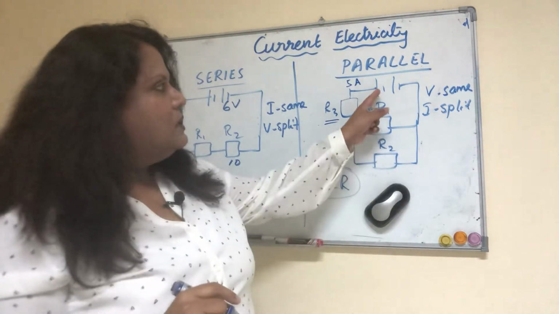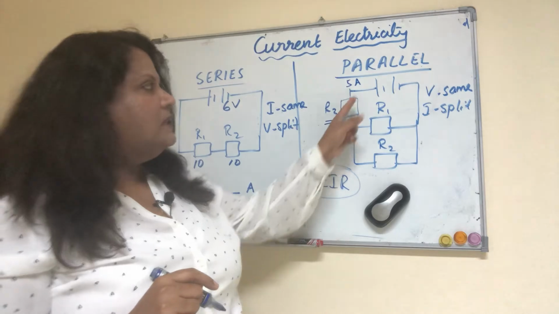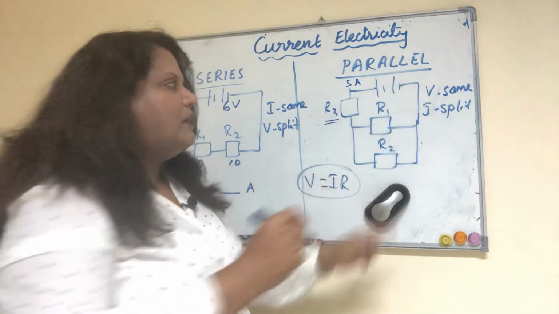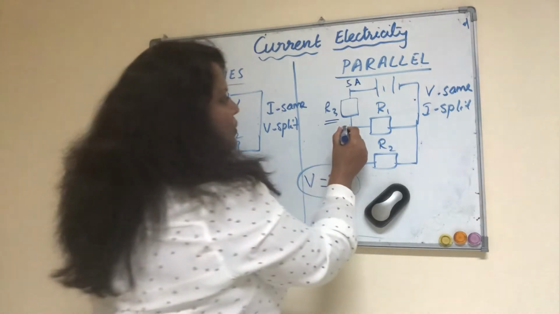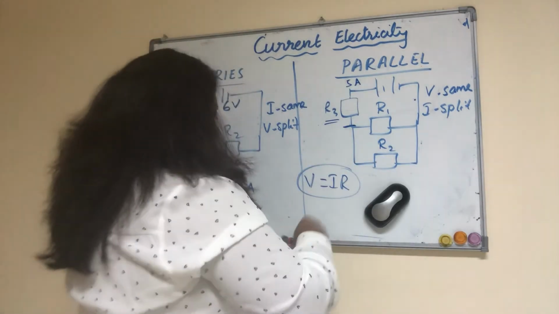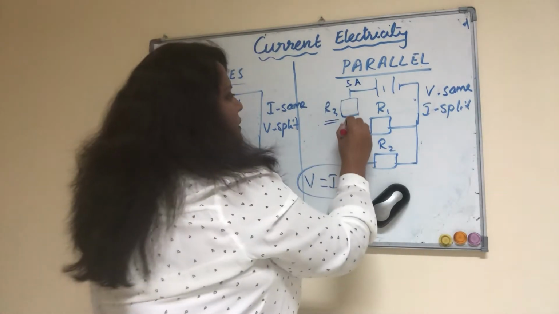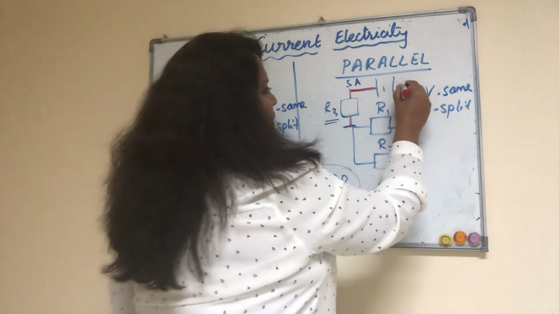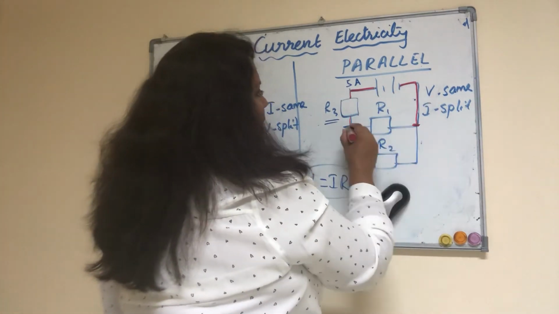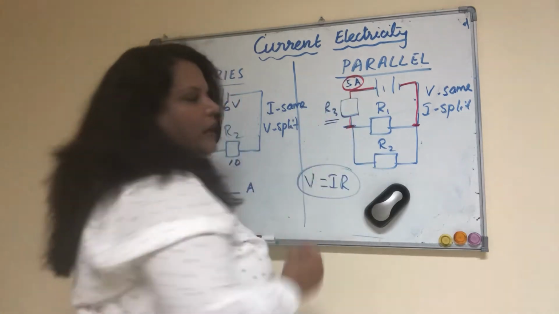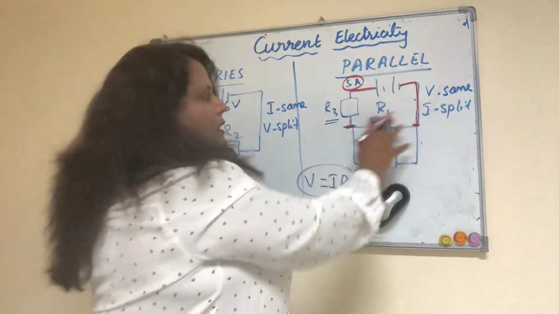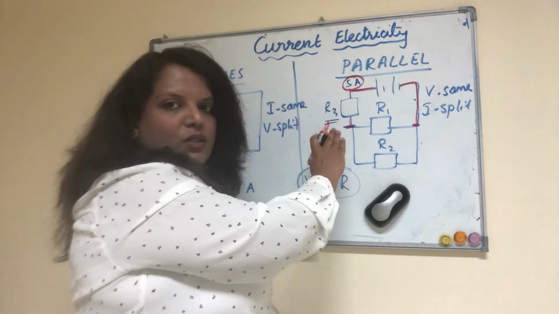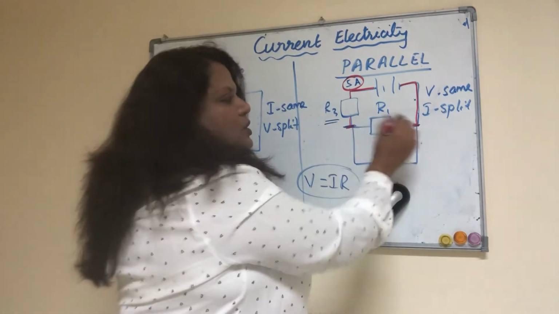Why? Because there is no branching here. It is like a single loop. Even here, if you have an ammeter, this will also read 5 amperes. So from this point, this loop, this entire part, you will have 5 ampere current flowing. Do you get it? Why? Because the current is not split till these 2 points.